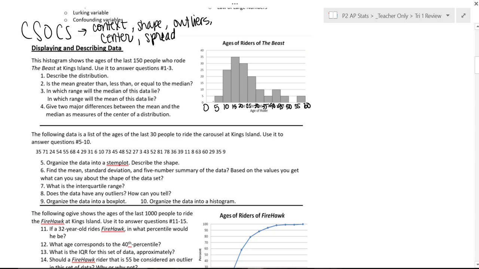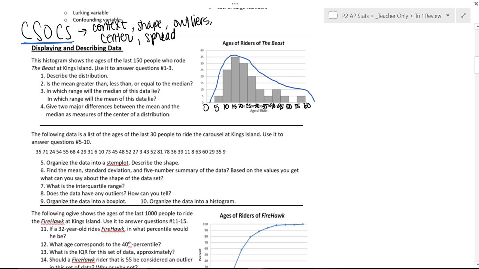Whenever I'm describing a distribution, remember we're using CSOCS, and I wrote the acronym out to the side. It would behoove you to get this written down. And remember, I'm always going to draw this distribution, maybe highlight that little mountain that those values exist on that histogram underneath.